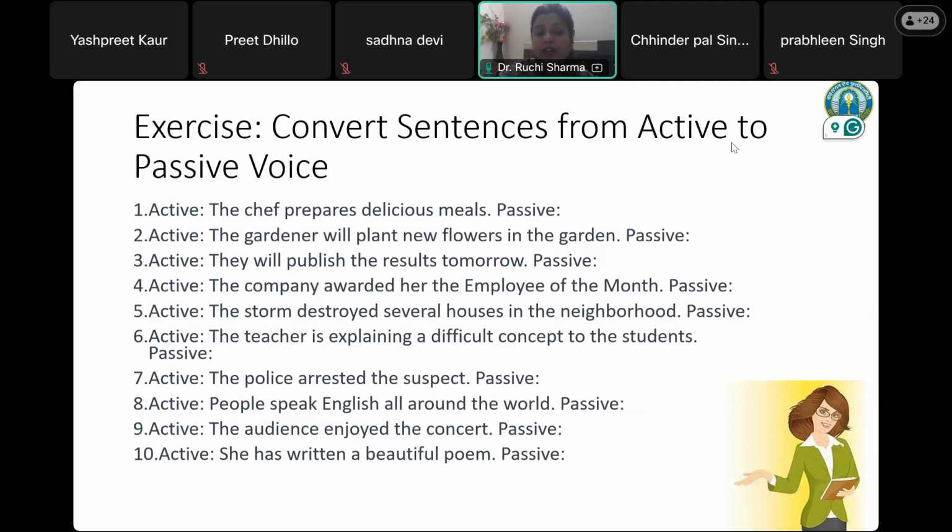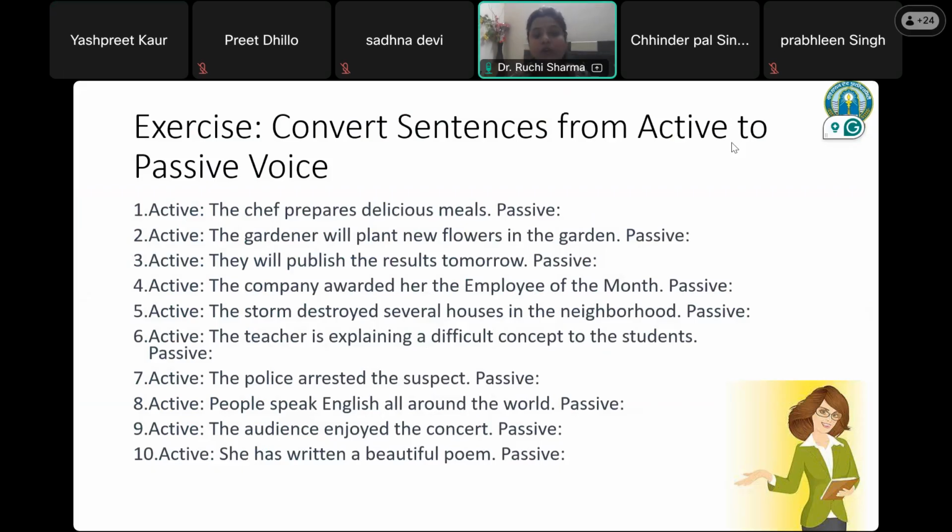The gardener will plant new flowers in the garden. New flowers will be planted in the garden by the gardener. That will be the correct answer. Right. They will publish the results tomorrow. The results will be published tomorrow by them.